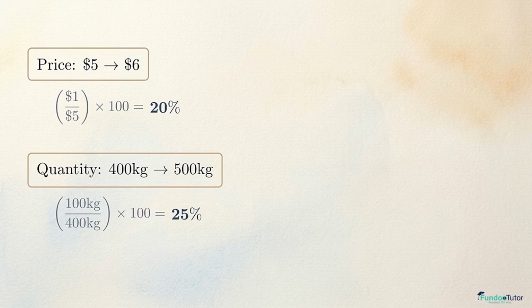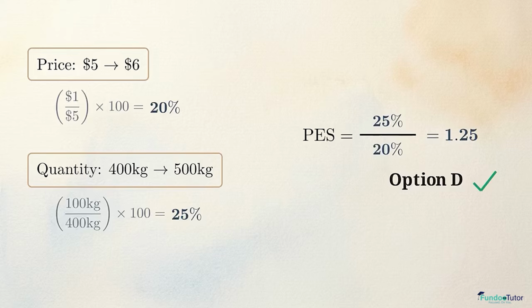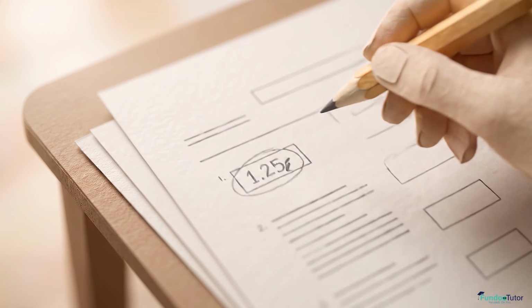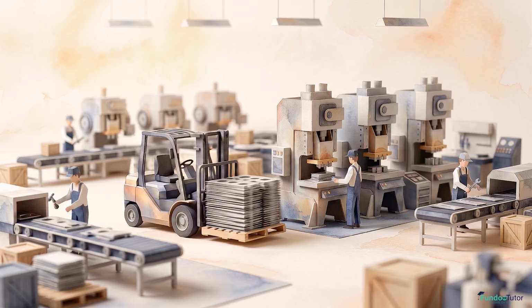Here is where the examiner's trap catches students. You must avoid inverting the formula. Quantity goes on top. We divide 25 by 20, giving us a final PES of 1.25, which is option D. Getting the math right is step 1. The real test of your economic understanding is interpreting what a 1.25 number actually tells us about a producer.